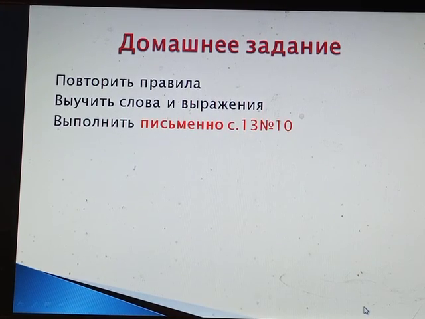Your homework. You revise the rules, you learn new words and phrases, and you do exercise 10, page 13 in written. You compare friends and family members, how they are different and what they have in common.